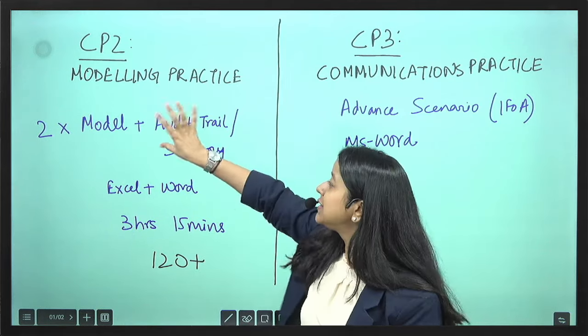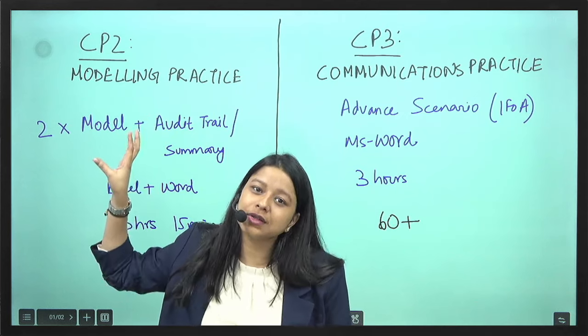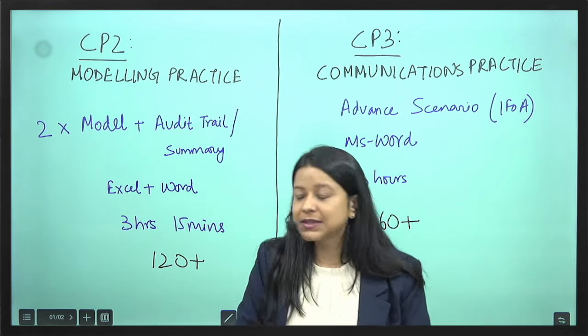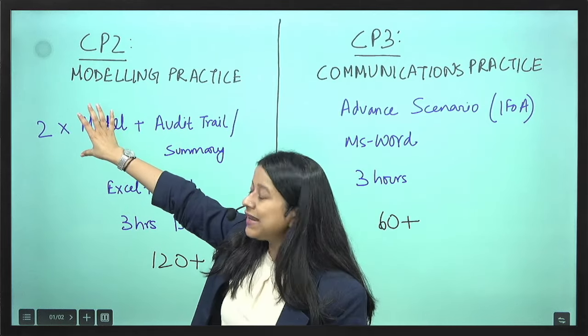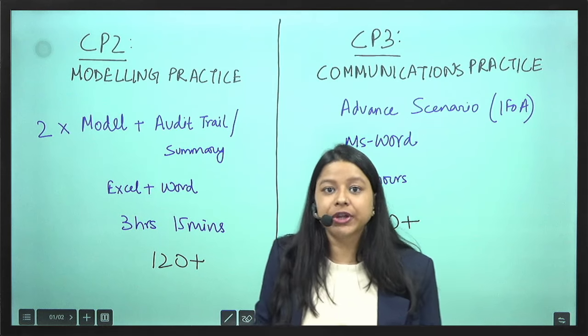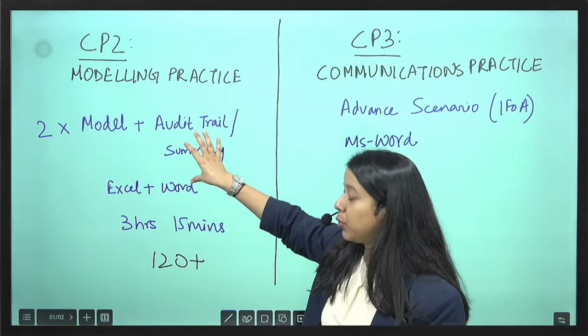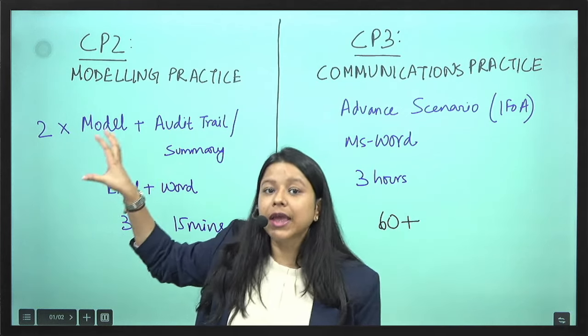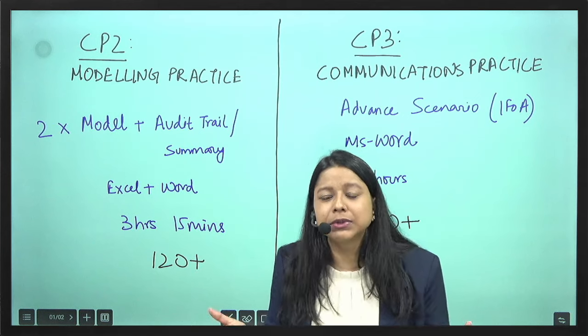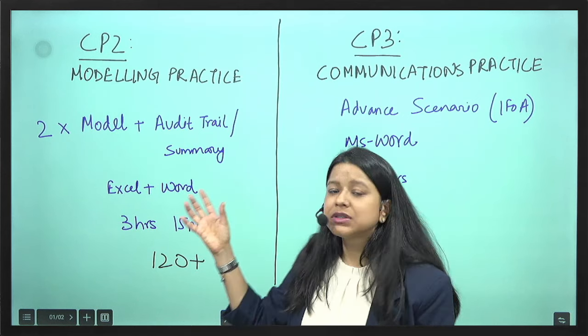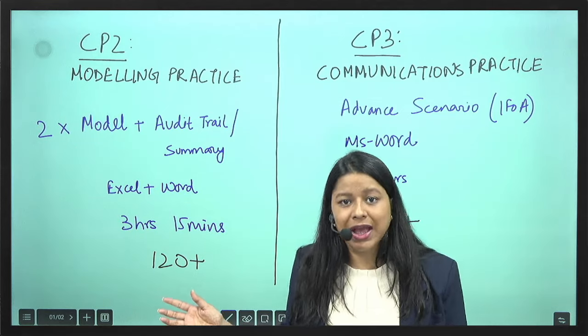So again, somewhere around 2000 to 2300 words we write in MS Word. In the second paper, paper 2, you complete the model which is already half done, and you build a summary report. Now, the summary report is somewhere around 2700, 2800 words. That's an approximate word count, approximately 8 to 9 pages that we have to write.